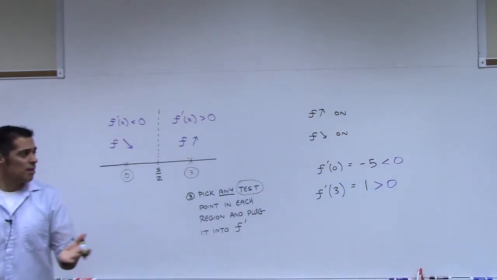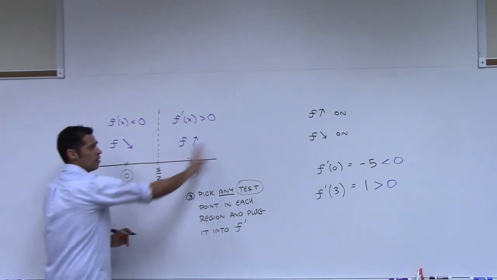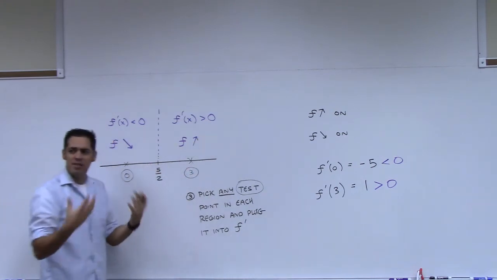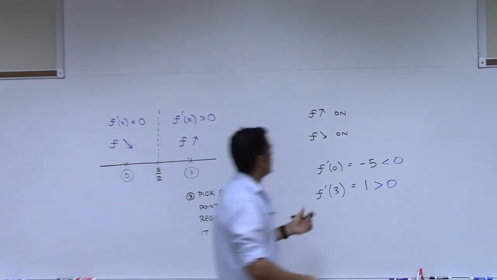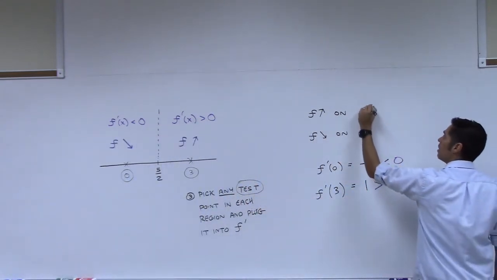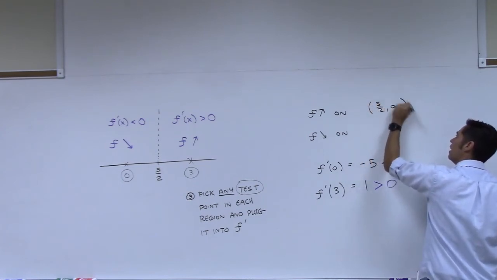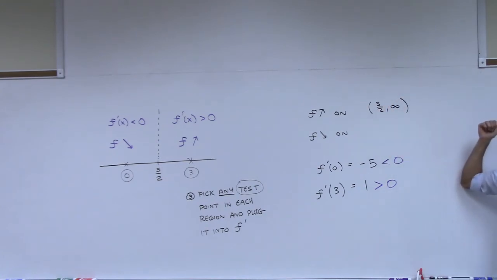So let's talk about where is it going up? Over here, right? How do we say that? Everything to the right of 5/2. How do we say that in interval notation? X is greater than 5/2. You could say x is greater than 5/2, but in interval notation, wouldn't we do this? 5/2, comma, infinity. Doesn't that mean everything from 5/2 on? Yes?